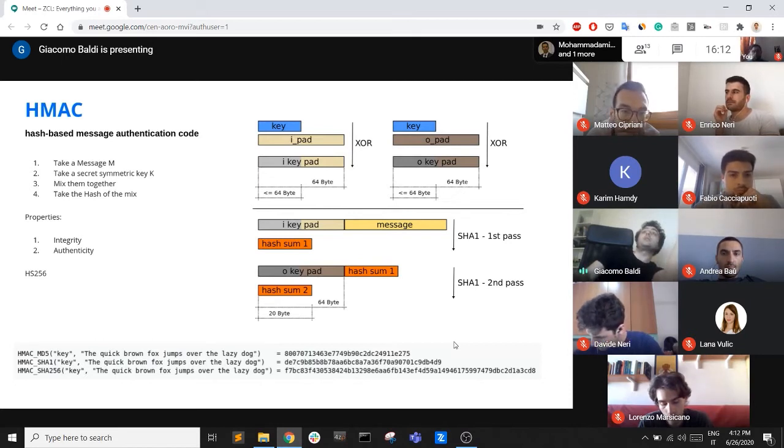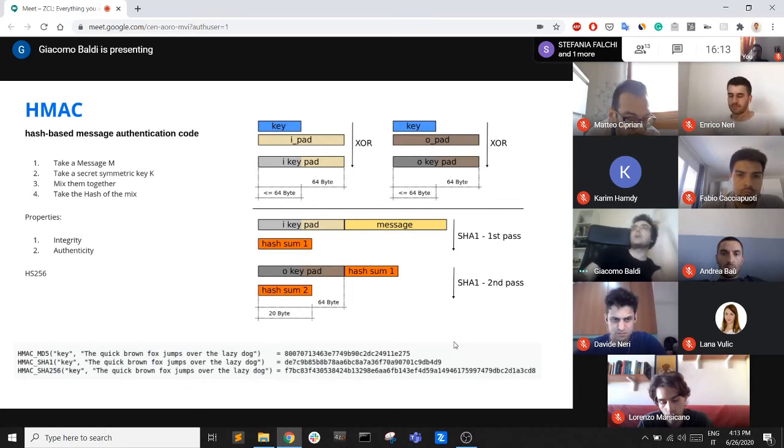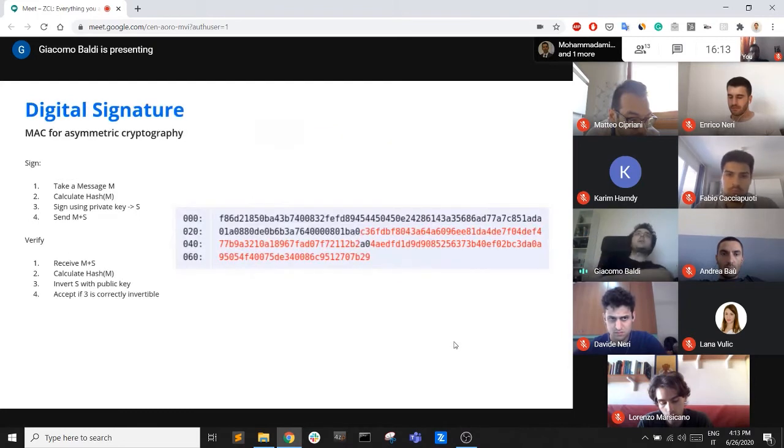These kinds of algorithms, HMACs, are very common and used in a lot of places for, again, integrity and authenticity. I don't want you to understand how they are done because there are a lot of details that are not important for the presentation. Next primitive, the digital signature.